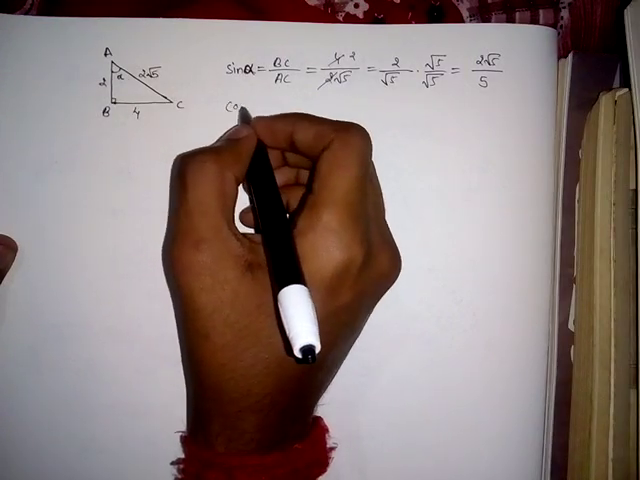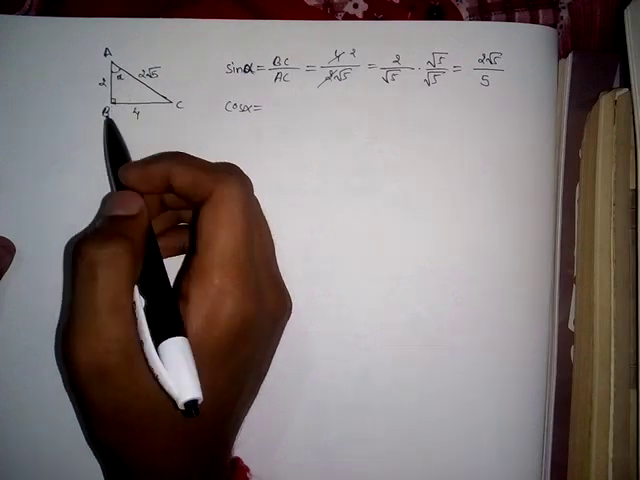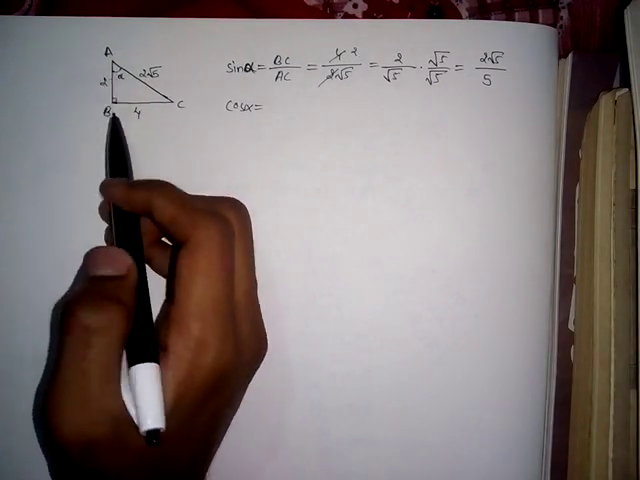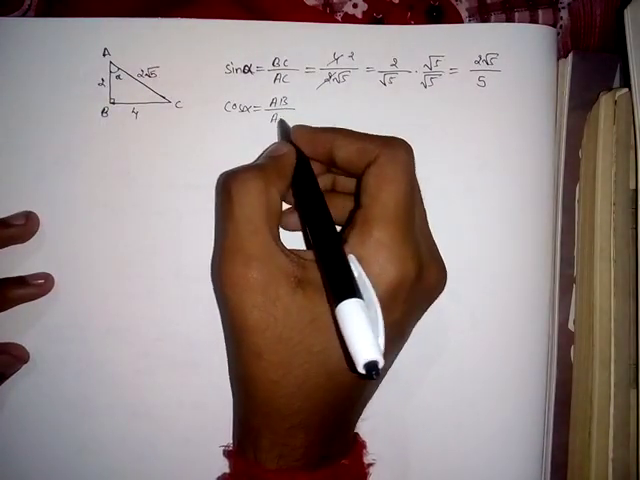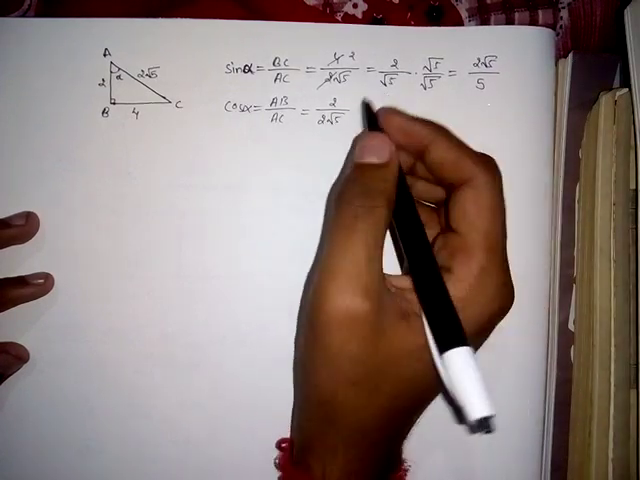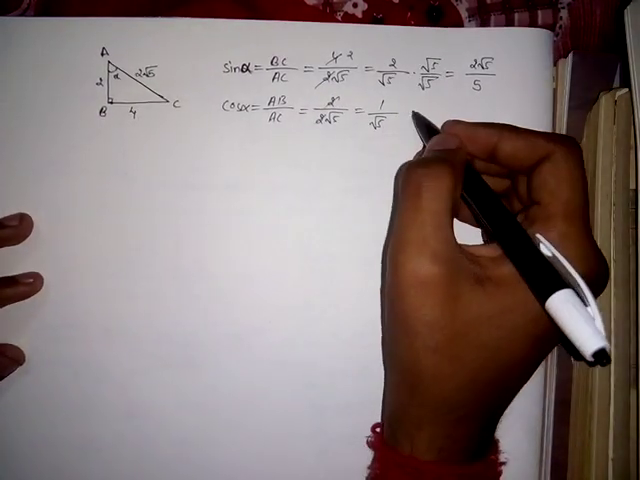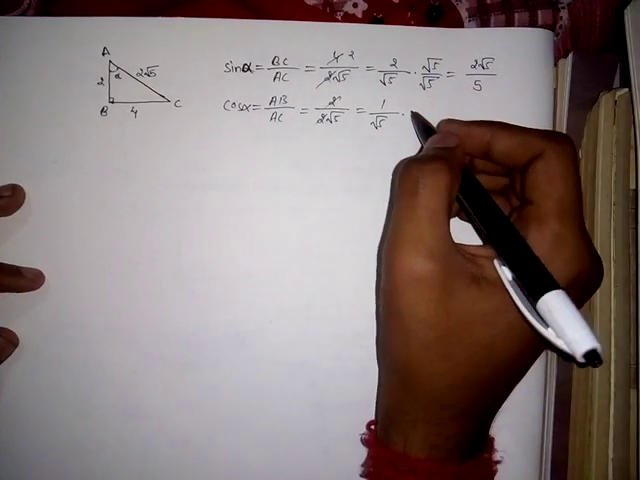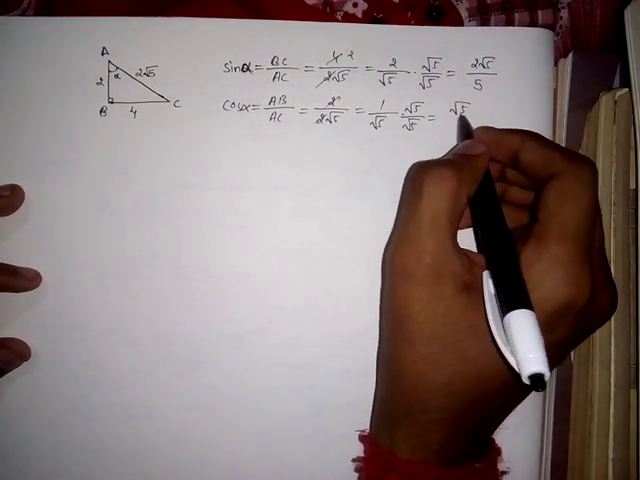Let's find out cosine of angle alpha. We know that cos theta is adjacent over hypotenuse, so cosine of angle alpha will be the adjacent side, which is AB, over AC, which is the hypotenuse. So it will be 2 over 2 root 5. Cancel 2, we'll get 1 over root 5. This is the answer. Cosine of angle alpha is 1 over root 5. If you want, you can rationalize it. It will be root 5 over 5.